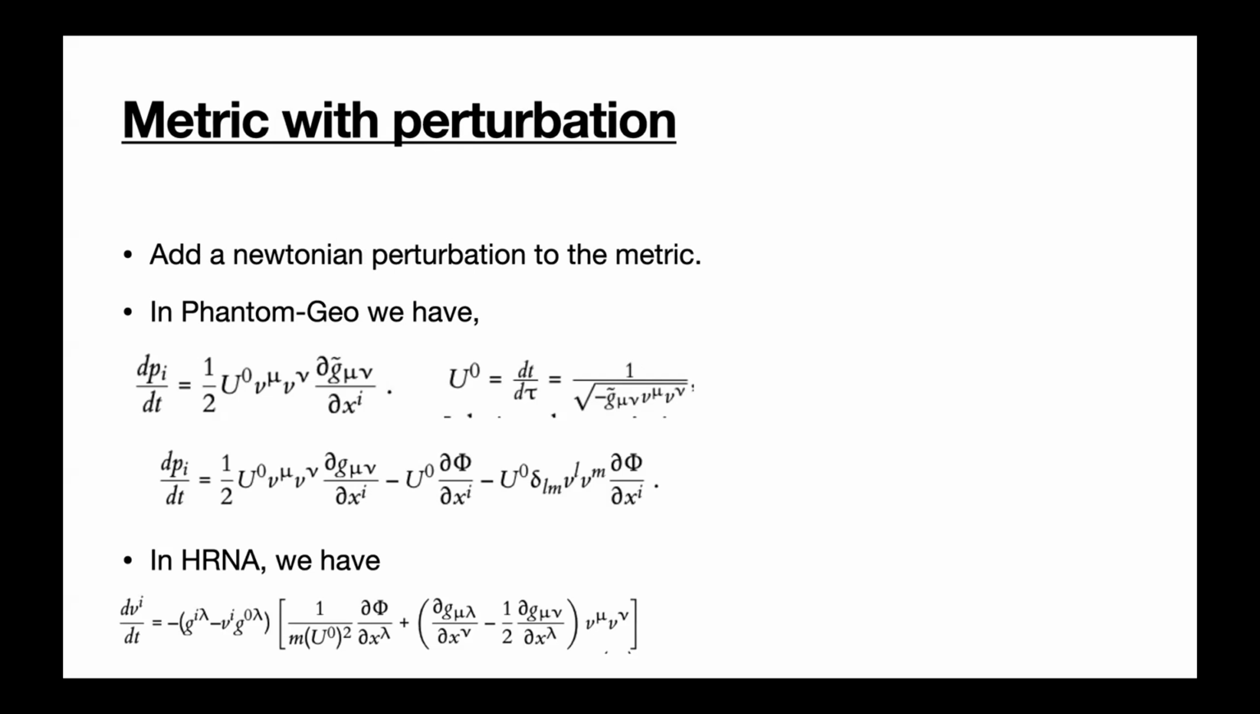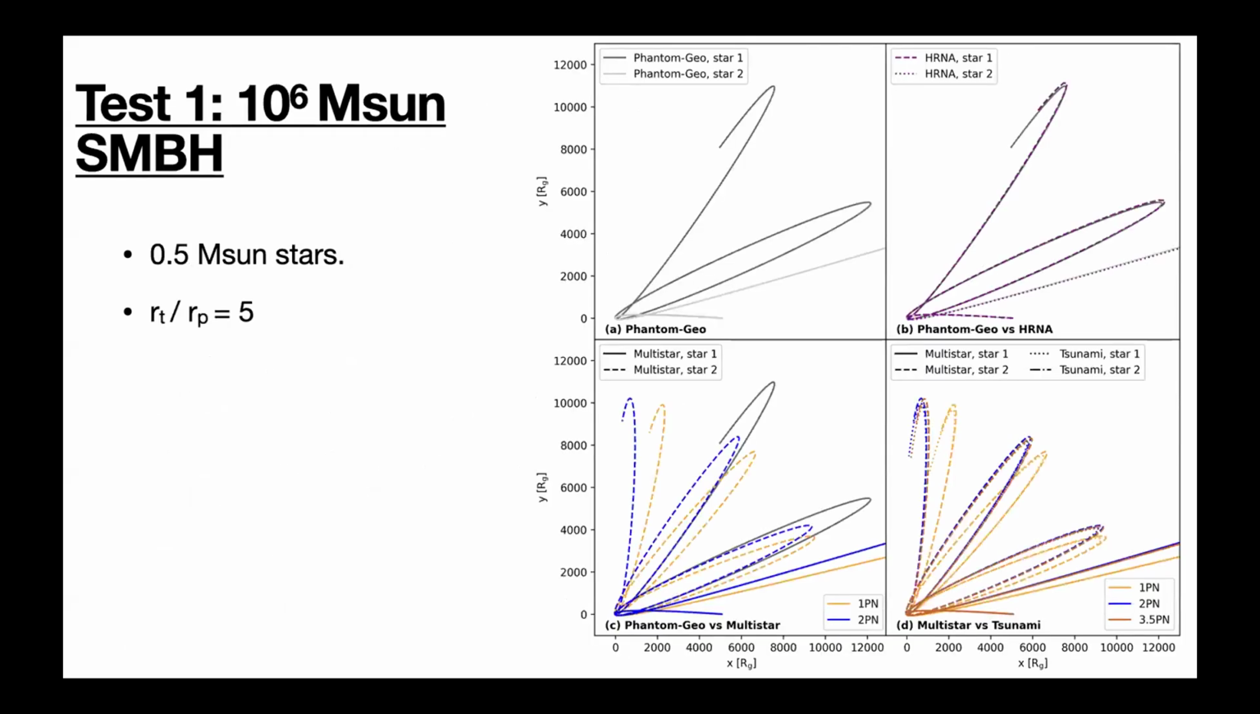In HERNA, they start with a geodesic equation and they consider the Newtonian perturbation as well. They derive this equation for the change in velocity, and it already has the u naught term in there, as you can see. So we did two different tests to see if these four different codes match with each other or not.